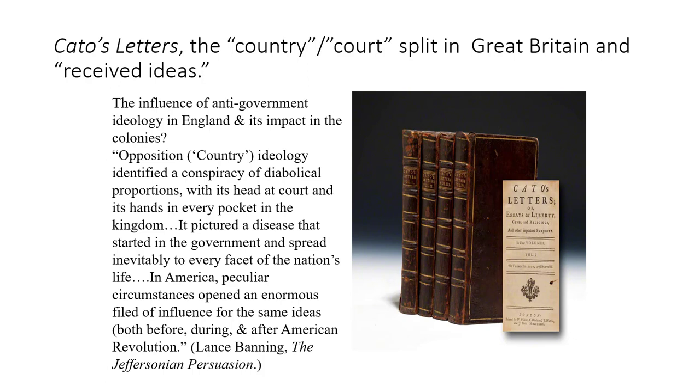Another foundation, another precursor to the conflict, is something called the country-court split in Great Britain. And the most famous publication that came out of this is the one you see here, a series of essays published in book form eventually, at first in newspapers, known as Cato's Letters. But this is just one publication among many like this, but it's the most famous. And these books and papers and writings got all the way across the Atlantic, and so American colonists read them.